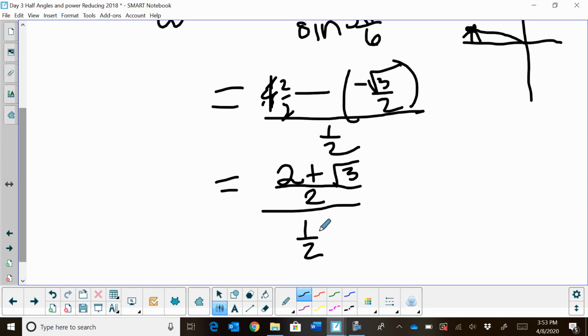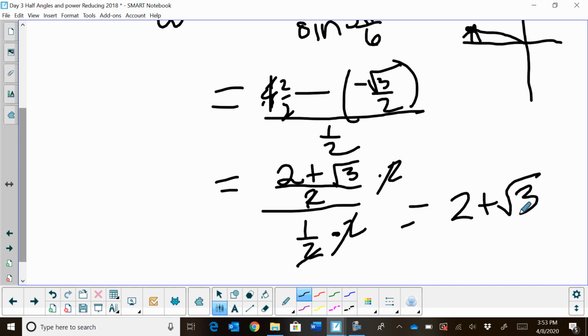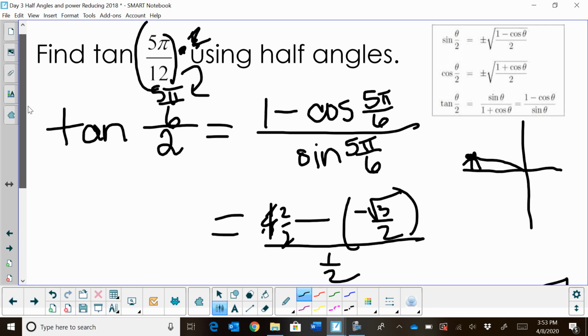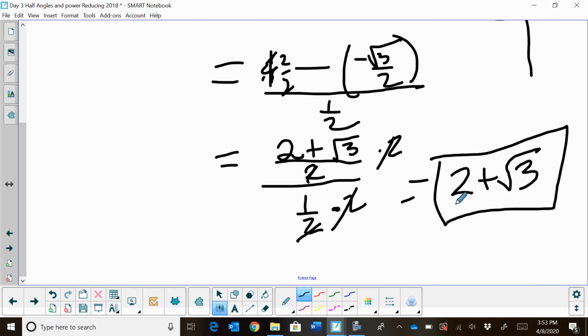And then I'm going to flip, so I'm going to multiply top and bottom by 2. And what happens is I just get 2 plus the square root of 3. And there's our final answer. So that's how we're going to find that one. Tangent of 5 pi over 12 is 2 plus the square root of 3.